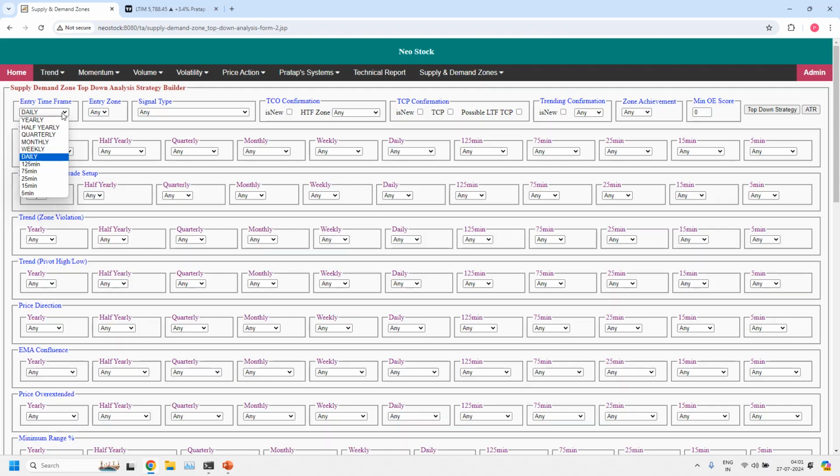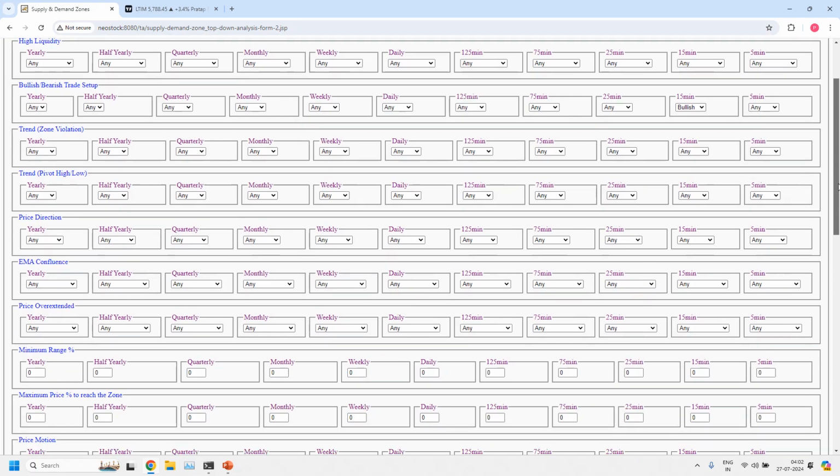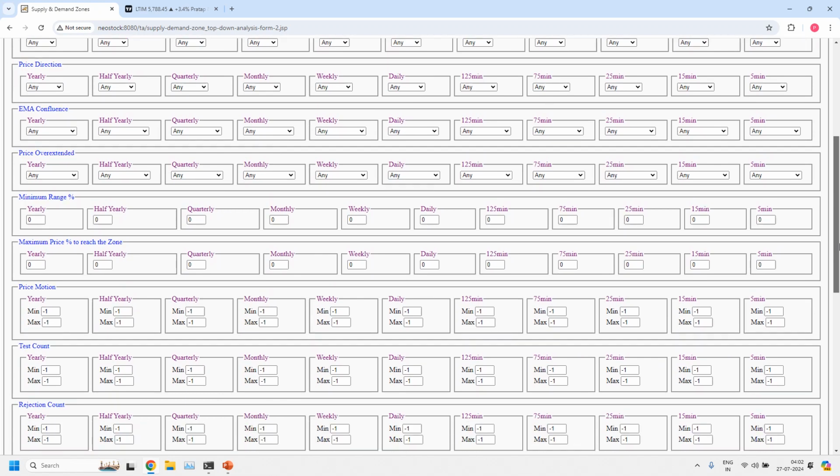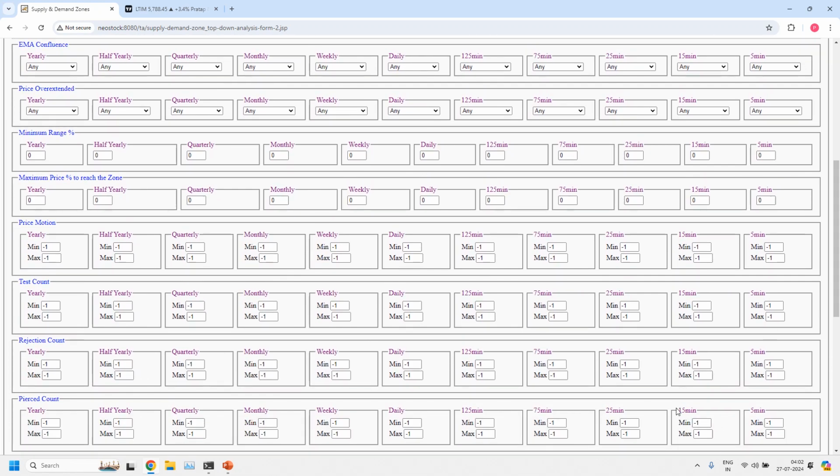So let me generate a DIT setup in daily, DIT 15 minutes time frame. For a bullish trade setup, we need to select demand zone. And also in a bullish or bearish trade setup, in the 15 minutes time frame, we need to select the value bullish. And also 3 filters I always add. First filter, we don't want pierced zones. So that's why for the pierced count in this 15 minutes time frame, the minimum value I am setting 0, the maximum value I am setting 0, which indicates pierced count is 0. Pierced count 0 means the zone is not pierced.